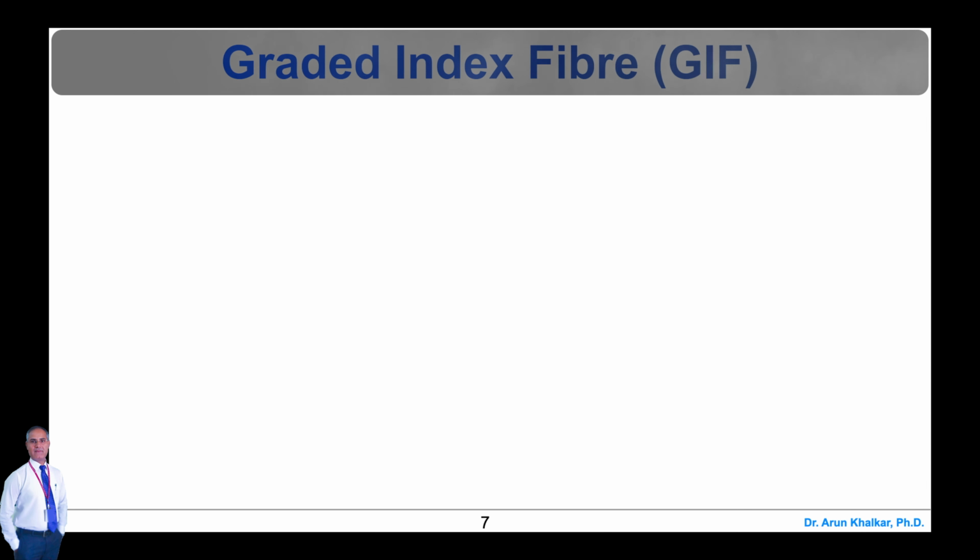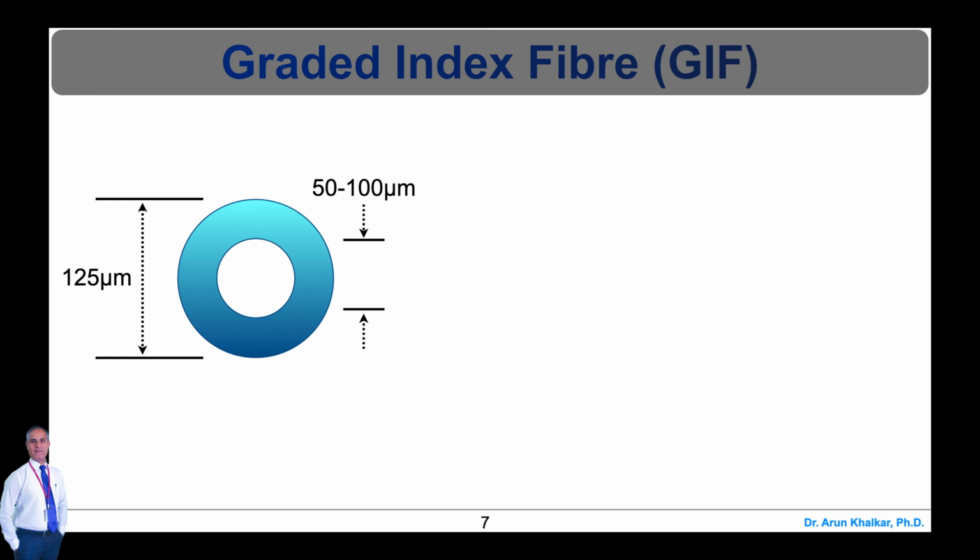Next type of optic fiber is graded index fiber, abbreviated as GIF. In graded index fibers, the refractive index of the core varies gradually as a function of radial distance from the fiber center. Here, as shown in the diagram, the diameter of the core is around 50 to 100 micrometer, whereas the diameter of the cable is around 125 micrometer.